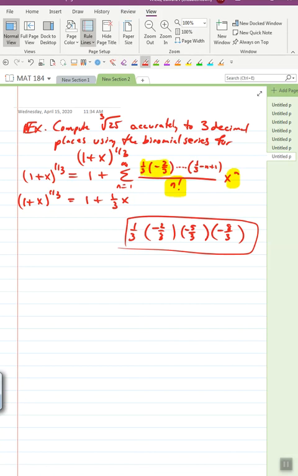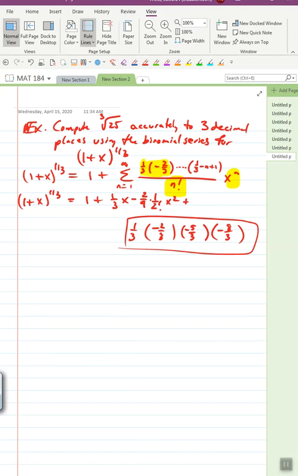So what is the next term in this power series for this function? It's 1/3 times negative 2/3, which would be negative 2/9 times 1 over 2 factorial times x squared. Everybody with me there? So far, so good.